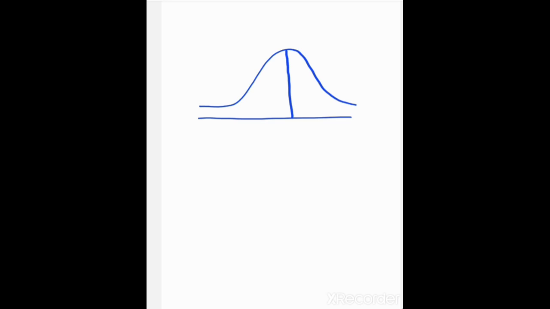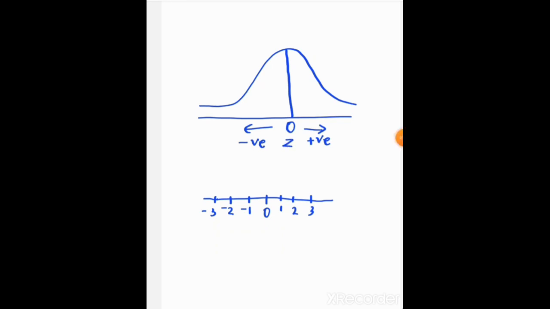In the middle we have z equals 0. When you read the number line, to the right we have 1, 2, 3, and to the left of 0 we have -1, -2, -3, which are negative numbers. So positive numbers are on this side and negative numbers are on this side. That represents the z value.